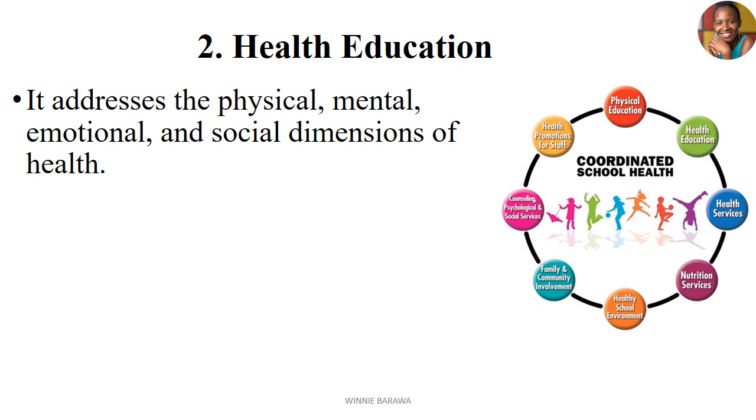The second component is health education, and health education simply means providing information to the children. You can provide information on physical health, mental health, emotional needs, and any social dimension of health. The health education curriculum needs to be very comprehensive, so to develop it, you can work together with partners, but the main focus is providing information pertaining to the broad spectrum of the child's needs, from physical to mental, emotional to social dimensions.